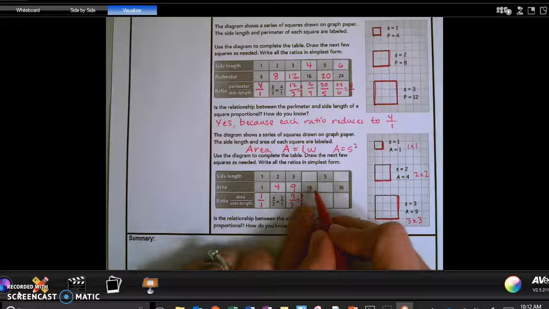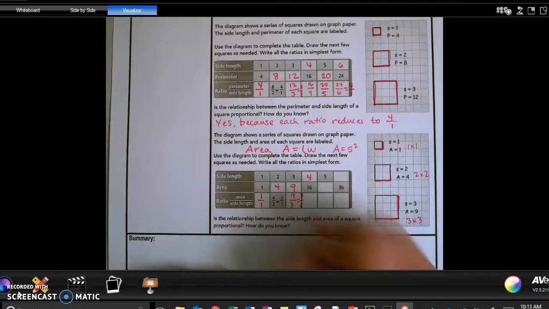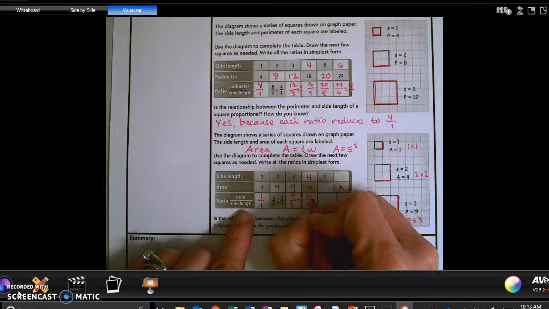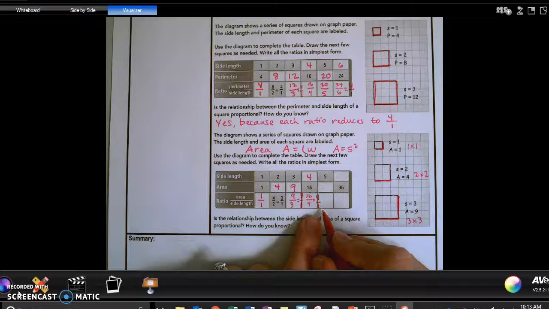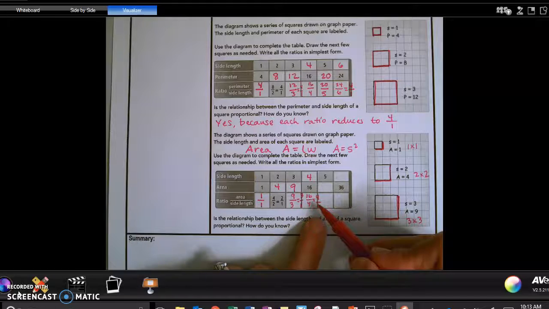Let's check out our next side length. If I have a square whose side length is 4, that means I have an area of 16, because 4 times 4 is 16. So if I write this as a ratio of area to side length, that's 16/4. And I can reduce this to lowest terms by dividing my numerator and denominator by the greatest common factor. So 4 would be my greatest common factor. 16 divided by 4 is 4. 4 divided by 4 is 1. Again, I have another new ratio: 1-to-1, 2-to-1, 3-to-1, 4-to-1.